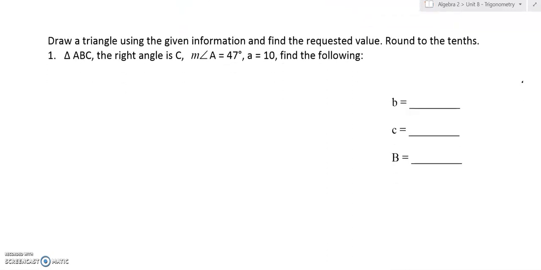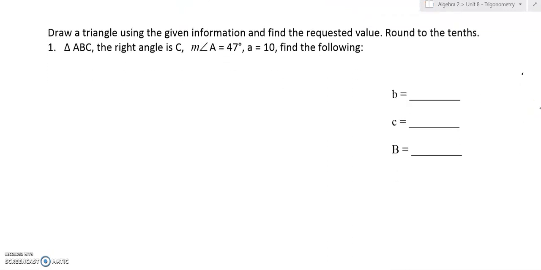Something we're definitely going to need today is a calculator, so if you need to pause the video, maybe go find your graphing calculator. That would be a good idea, as I'm going to be doing a lot of the calculations on there. Okay, we're going to read through this and then we'll make our triangle. It says draw a triangle using the given information, find the requested values, round to the tenths. So just a reminder, for this example, we're going to go to 1 decimal place. It kind of depends on the example. This one we're just going to 1 decimal place.